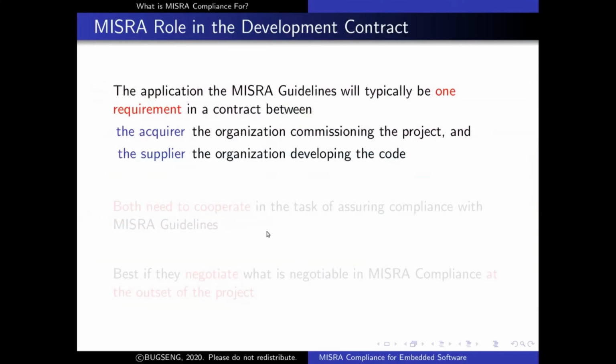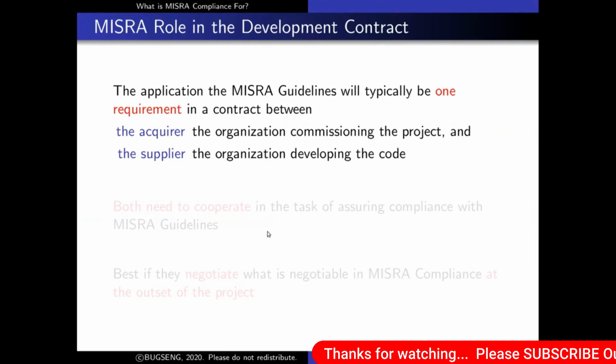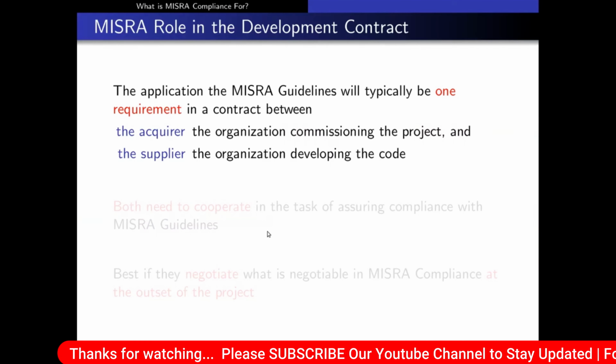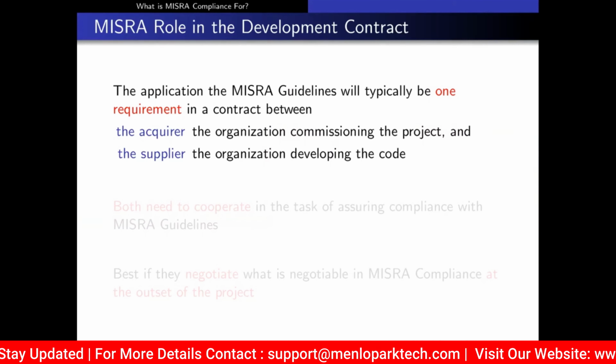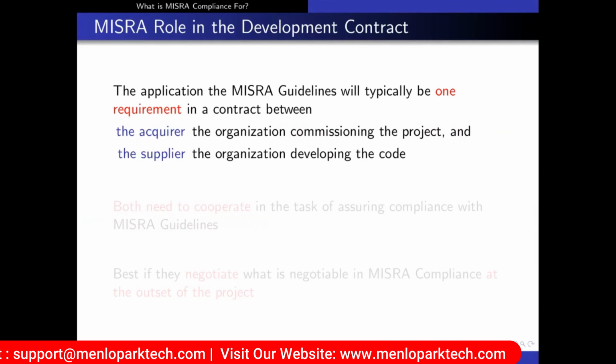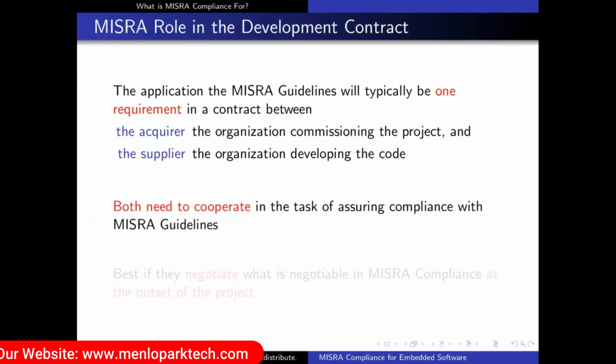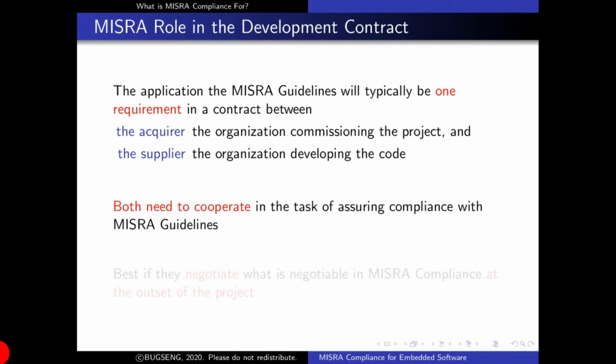So the application of MISRA guidelines typically is one requirement in a contract. In this contract, there is the acquirer, that is the organization commissioning the project, and the supplier, the organization developing the code. And both organizations need to cooperate in the task of assuring compliance with respect to the MISRA guidelines. And it is much better if they negotiate what is possible to negotiate in MISRA compliance at the very beginning of the project, even better before the project actually begins.